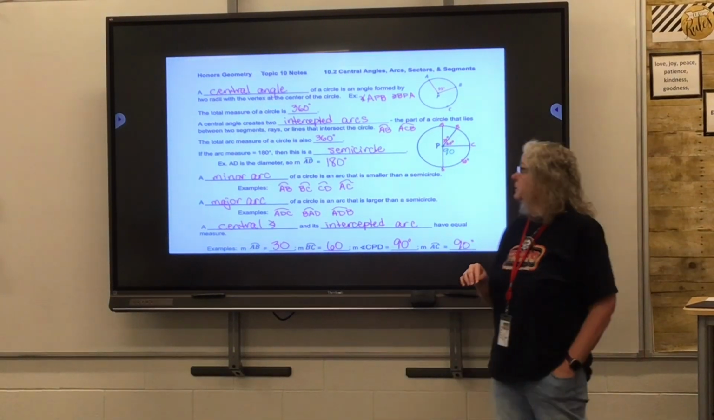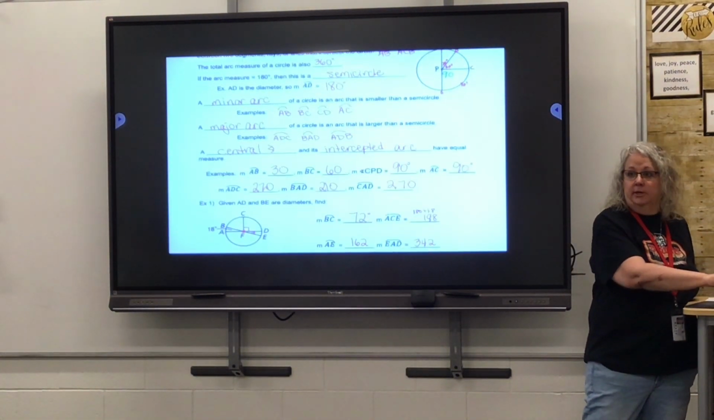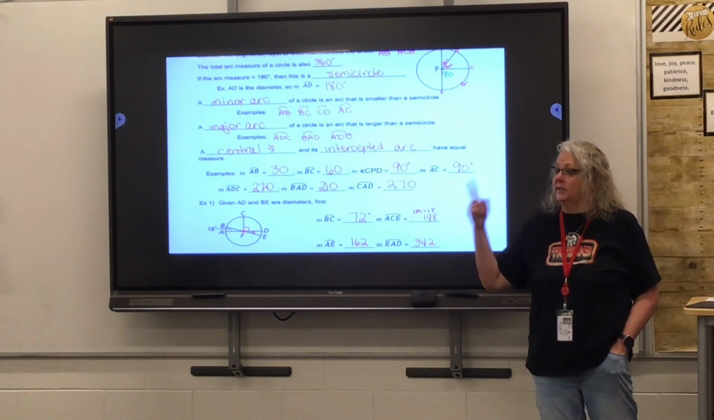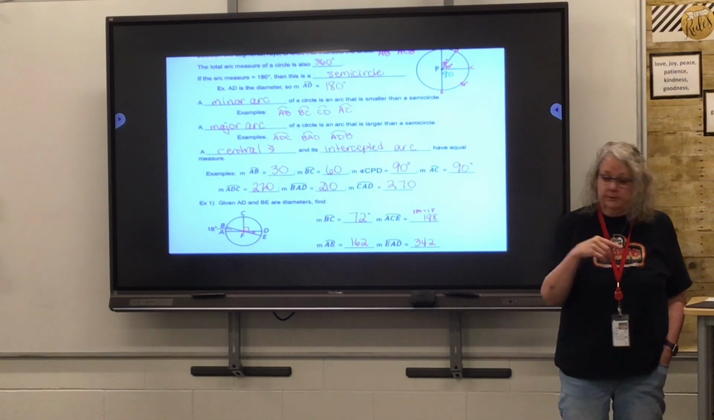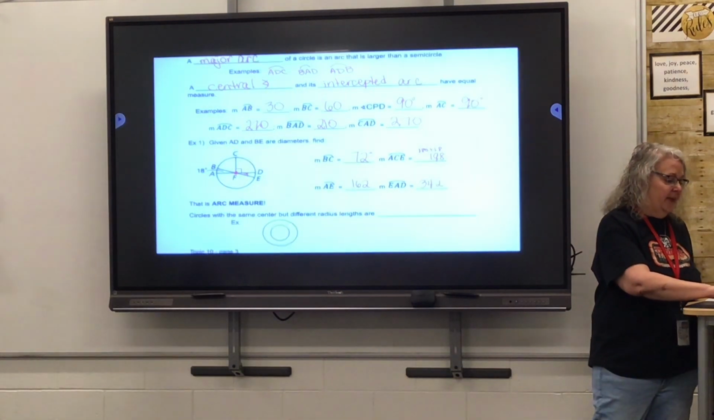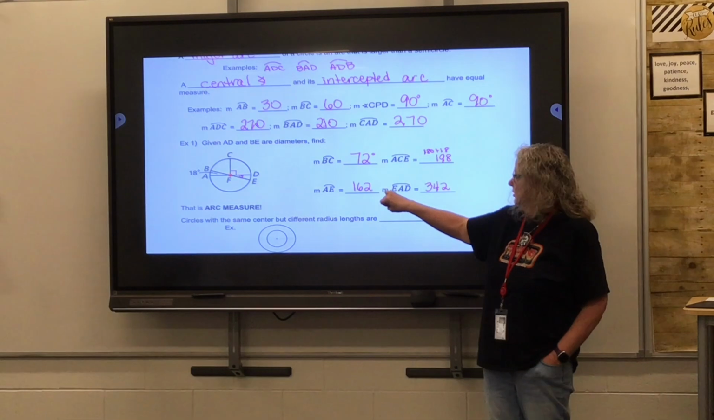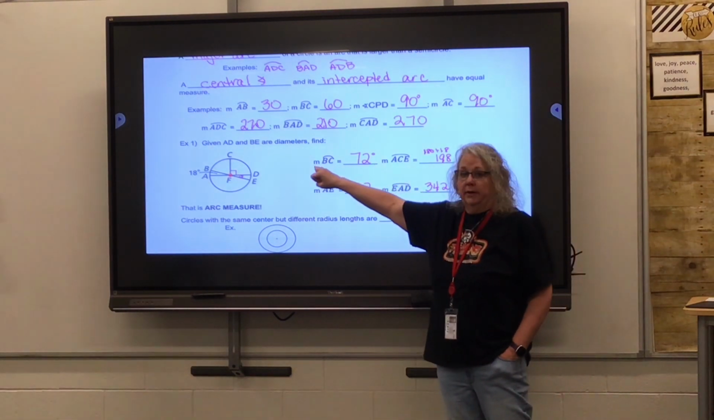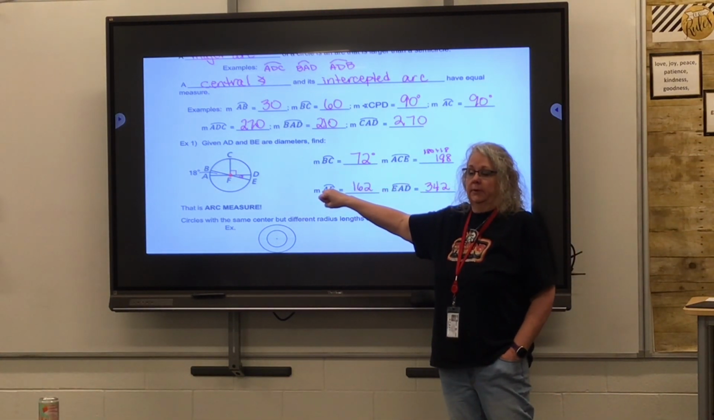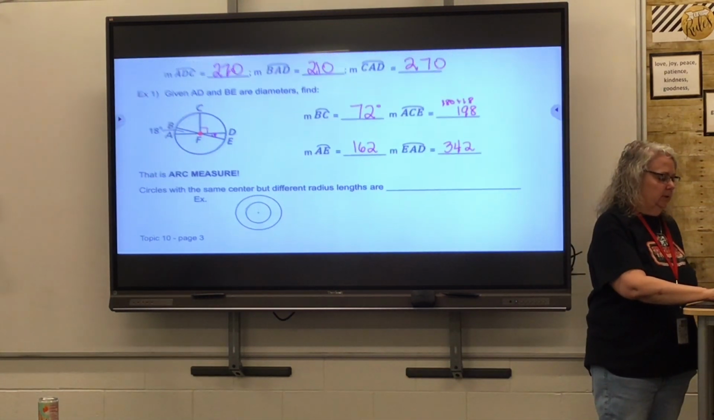For 10-2, we got through the angles and the intercepted arcs, and then the intercepted arc equals the central angle. Okay, we finished all that. We said at the bottom, that is arc measure. Notice when we're doing arc measure, it will have the little m.